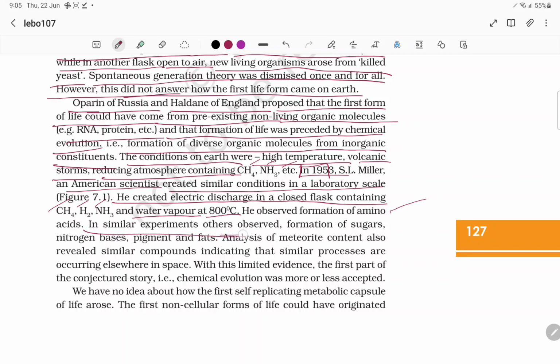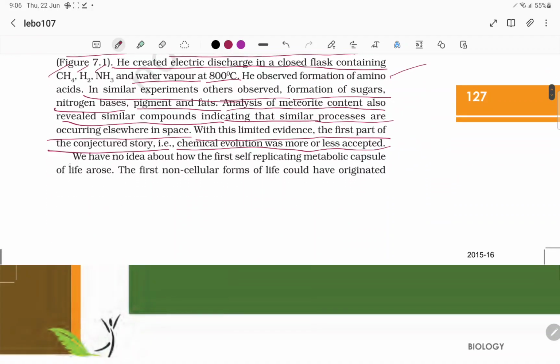In similar experiments, others observed formation of sugars, nitrogenous bases, pigments, and fats. Analysis of meteorite content also revealed similar compounds, indicating that the processes are occurring elsewhere in space. So, with this limited evidence, the first part of the story, that is the chemical evolution, is more or less accepted. We have no idea about how the first self-replicating metabolic capsule life arose.